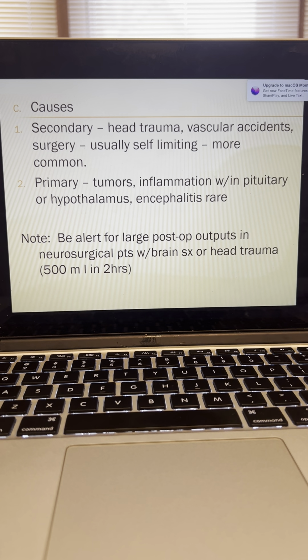Highlight this. Remember, if you end up working in some type of neurological unit, the post-op outputs in neurosurgical patients with some type of brain surgery, head trauma, if it's 500 mLs in 2 hours, that's an excessive amount, especially if you're not giving any diuretics. And it's not uncommon for them to have that, but it should be one of those self-limiting causes that once they've recovered from their surgery, it should get better.